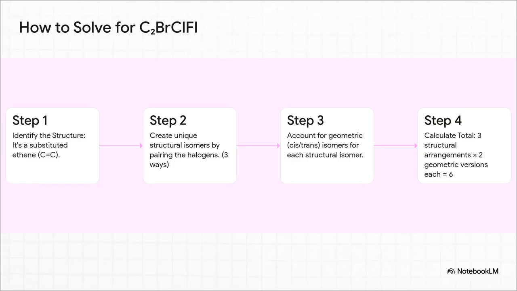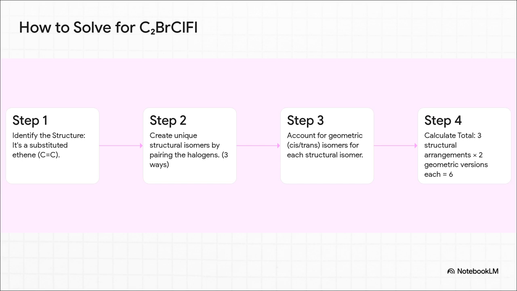Don't let a scary-looking formula intimidate you. You just break it down into simple steps. First, we know it's a 2-carbon structure with a double bond. Now we just have to be systematic. Let's fix the bromine on 1 carbon. We pair it with iodine, which leaves chlorine and fluorine for the other carbon. That's our first structural isomer.